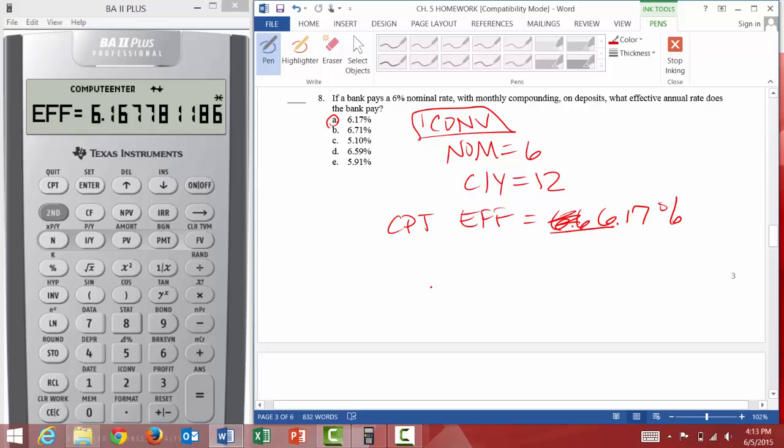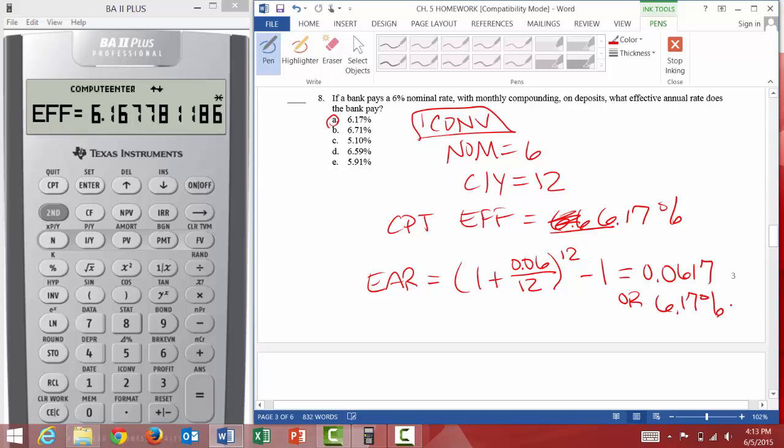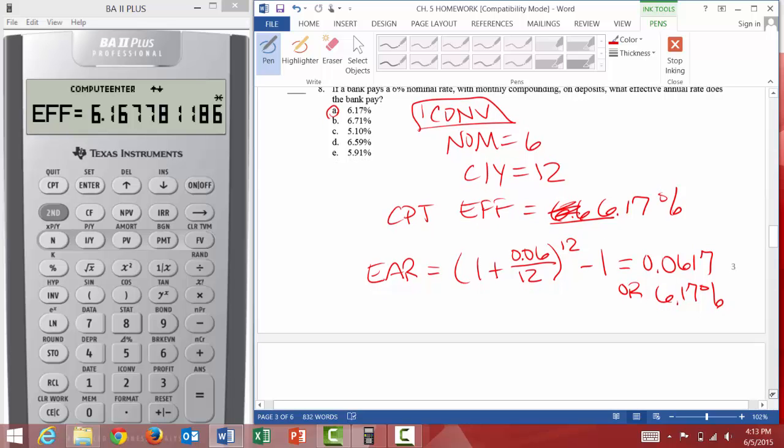And you know, if you wanted to solve this by hand, then they usually call it the EAR, and they say, 1 plus the 6% in a decimal form divided by 12 raised to the 12th minus 1, and you would get 0.0617, which is 6.17%. So let's go to the next one.